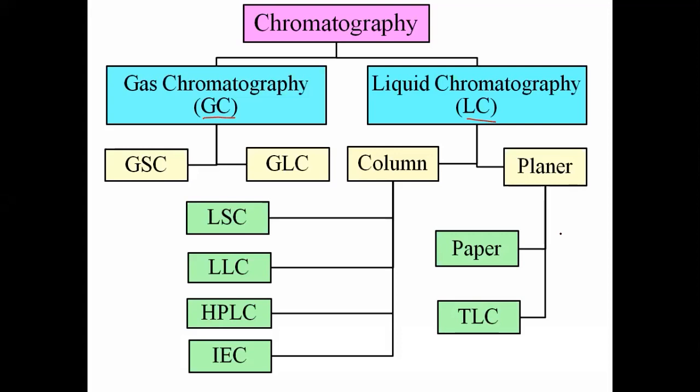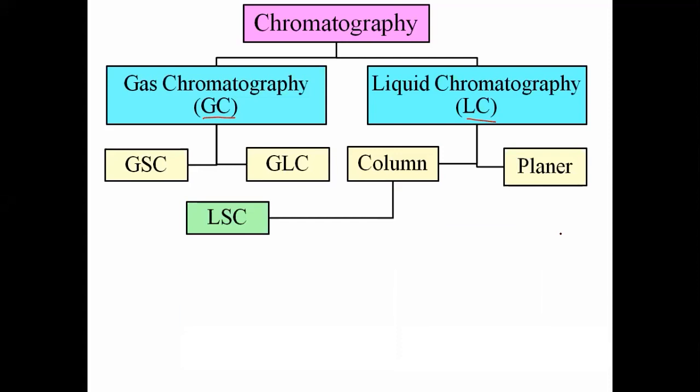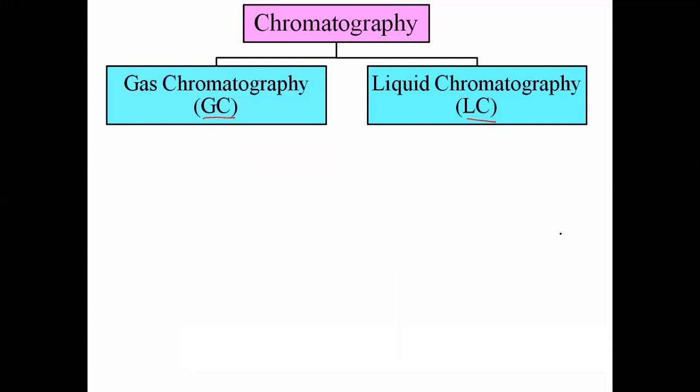Actually, in a thin layer, a thin layer of adsorbent is made on the glass plate, and that glass plates are used for the chromatographic separation, therefore called as the thin layer chromatography. This is the second type of planar chromatography. This is just about the classification, second mode for the classification of chromatographic method, and this mode totally depends upon the nature of stationary and mobile phase. What is the stationary phase and what is the mobile phase? On that basis, chromatographic techniques are classified into number of types.